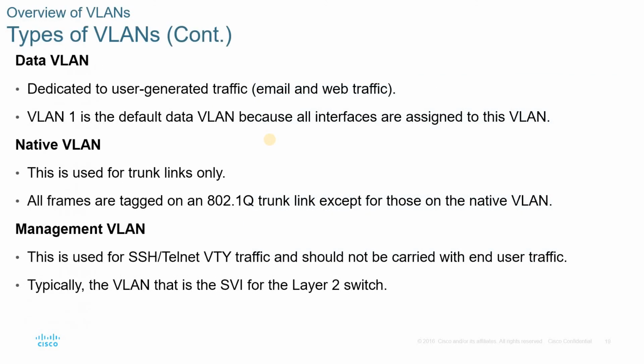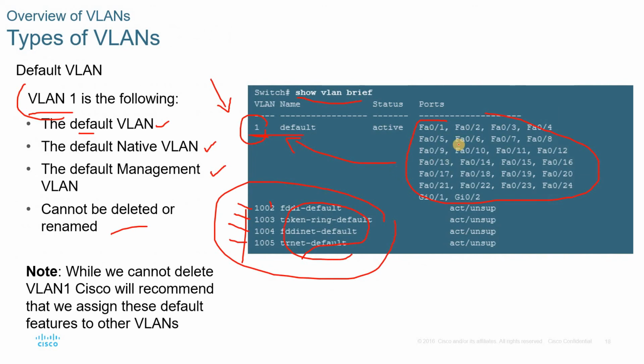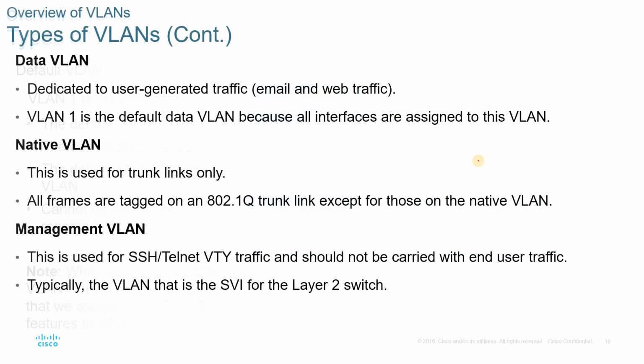Let's proceed. We also have the data VLAN. As we said, VLAN 1 is the default data VLAN, because initially all interfaces are in it. Once we create other VLAN IDs and assign groupings, we will remove these ports from VLAN 1 and move them to other VLAN IDs. Later in the discussion, in the demo.